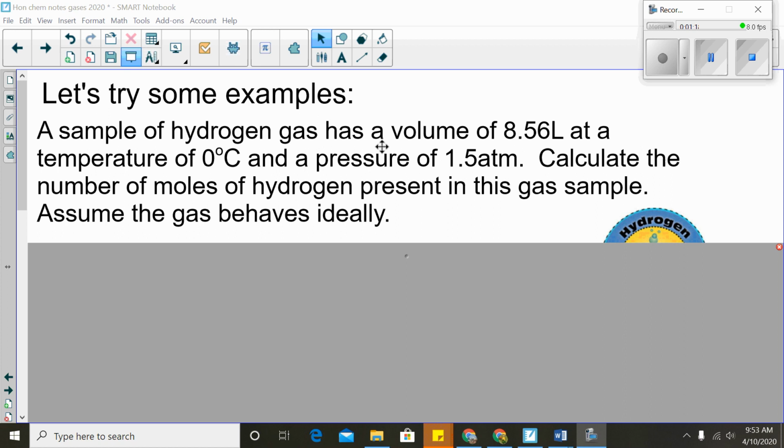So right there, I've got V, I have T, and I have P. So there's one variable missing. But then if you keep reading, it actually indicates the variable anyway. It says calculate the number of moles of hydrogen present in this gas sample. Assume the gas behaves ideally. So right there, number of moles is the letter N.